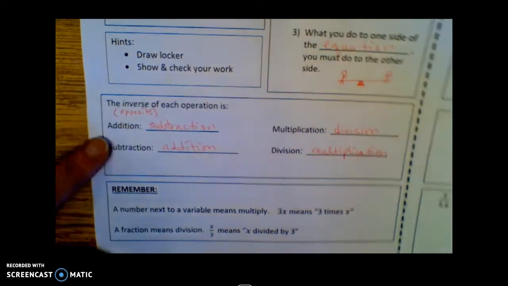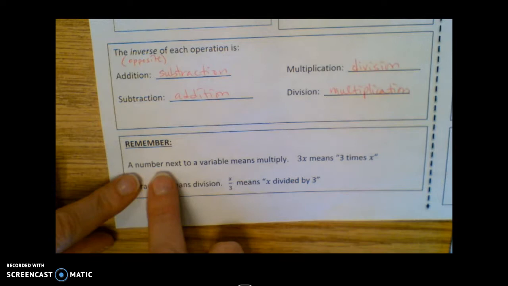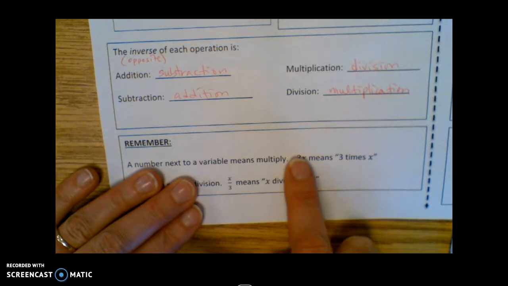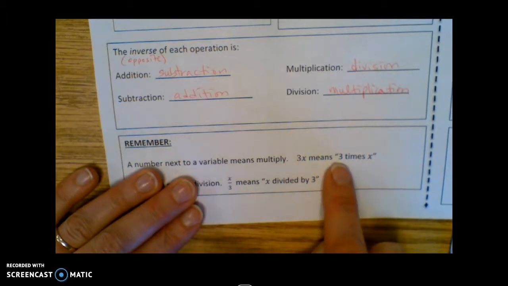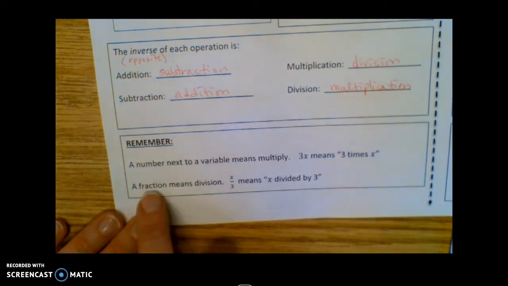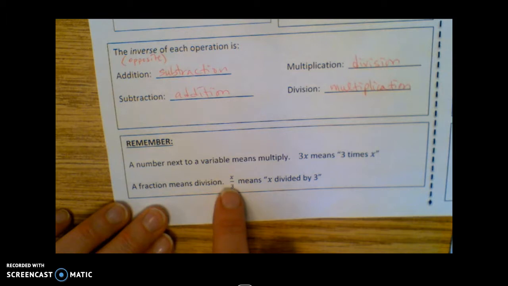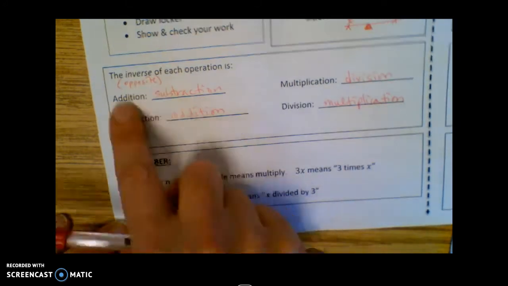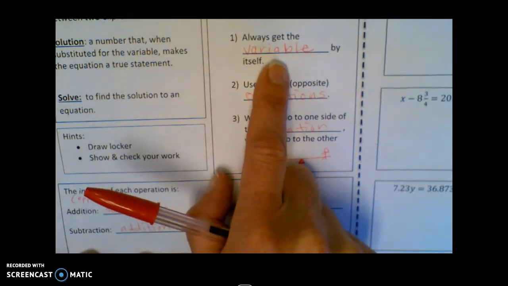Now a couple other quick things to remember. When you have a number next to a variable, it means that you're multiplying. So say we have the expression 3x. This really means 3 times the value of x. And then down here, if we have a fraction, it means there's division in there. So this says x divided by 3, but sometimes we look at it as x over 3. It really means x divided by 3. So you really have to identify what operation you have, and then you're going to be using the inverse to undo that operation and eventually get the variable by itself.